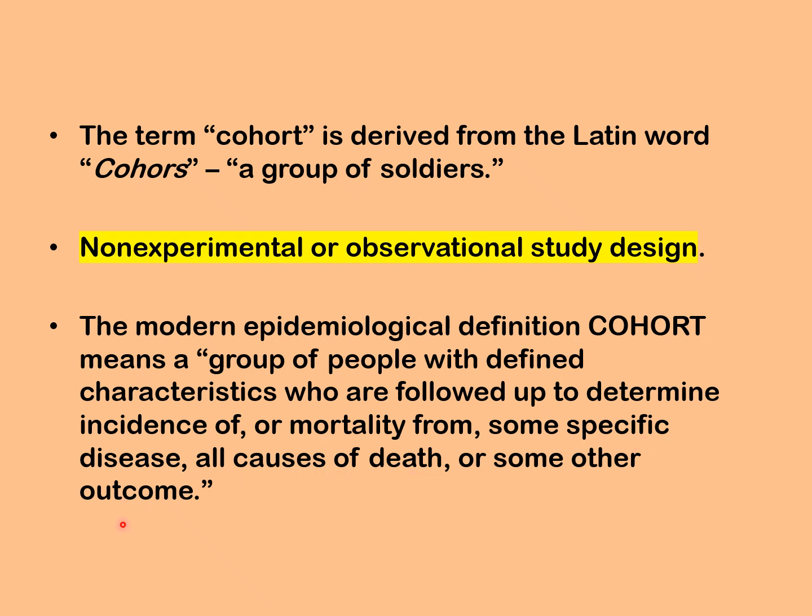So, a cohort is a group of individuals who share common characteristics, for example, age, occupation, or any specific health condition. And this group will be observed over a period of time to monitor who will develop the particular disease, who will die from the disease, or any other health outcomes.